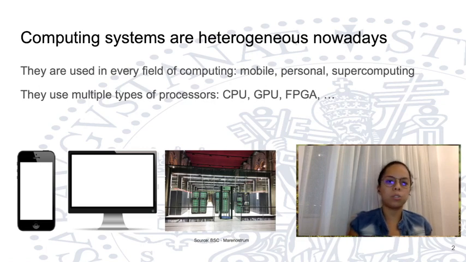To start, I want to talk about heterogeneous systems, which are present in different fields of computing from mobile to supercomputing. This system includes a set of devices with different architectures to improve computation and energy efficiency. The most typical devices are the CPU and the GPU, and more recently the FPGAs are being included.